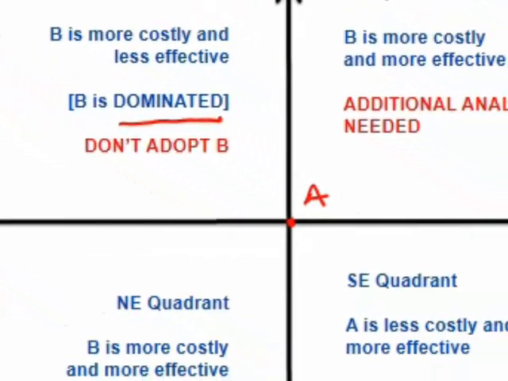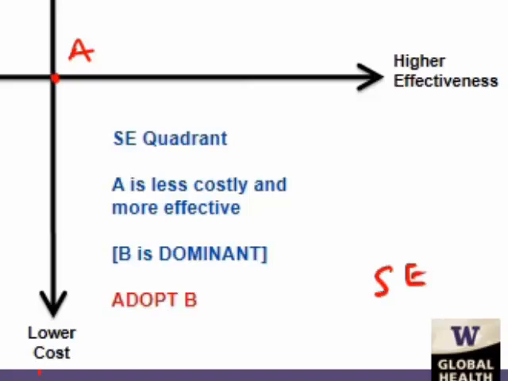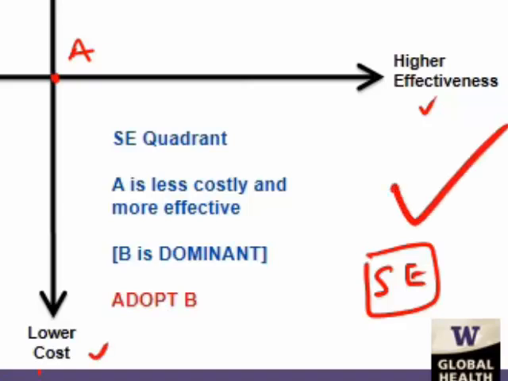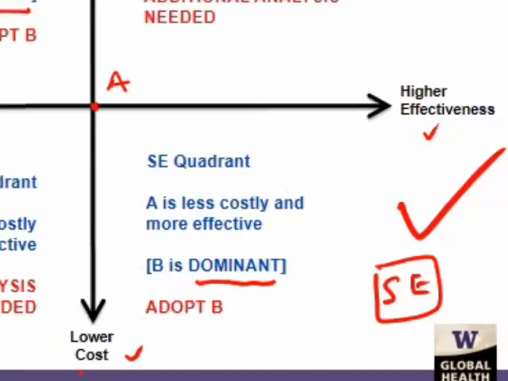In the southeast quadrant, you have an intervention that increases effectiveness and also lowers cost. It's a fantastic intervention. This is something you should do, and it's a dominant intervention. So B is said to be dominant, and you will see in papers people say dominant or dominated.